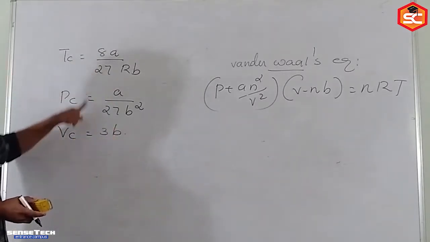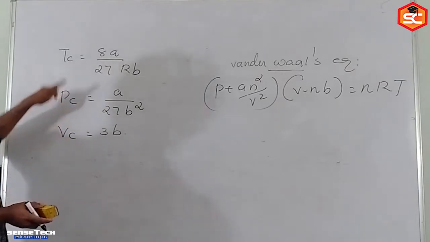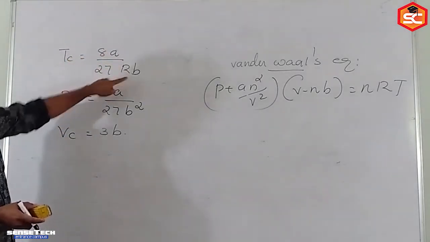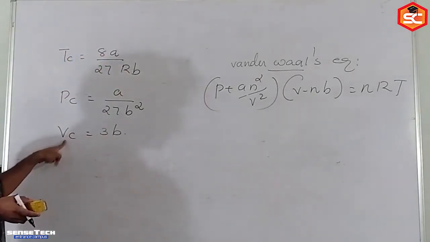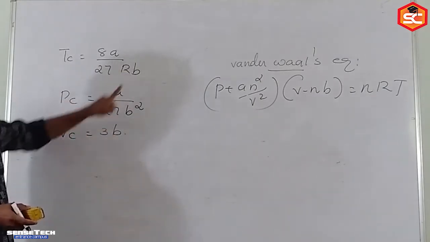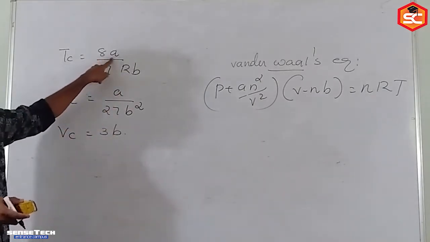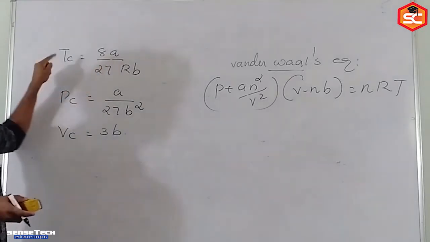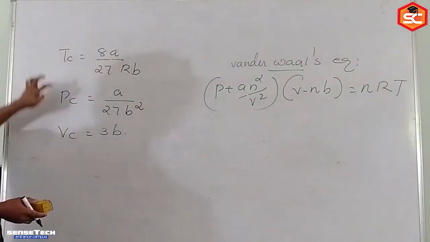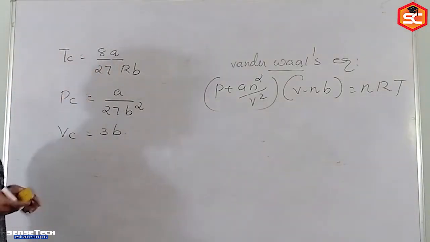This relation also you must know. When you are substituting here, A and B are there. B value in terms of Vc you are getting, so this B you have to substitute here, and A from this you have to substitute here. So you are getting the relation in a single equation, the Tc, Pc and Vc relation.